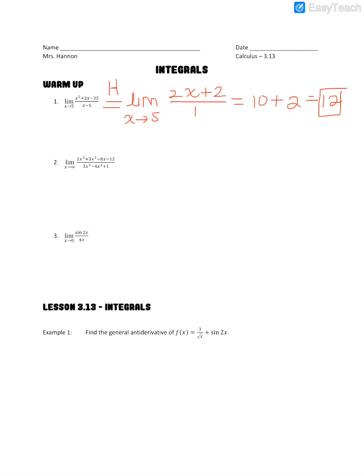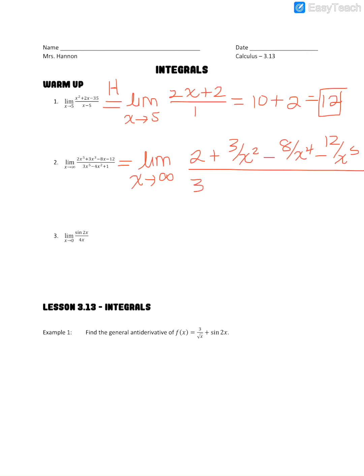Okay, number 2, our limit as x goes to infinity. So remember, when we have x going to infinity, we want to divide the top and bottom by the highest power of x, which in this case would be x to the 5th. Okay, so I'm going to do that. So I'm going to have 2 plus 3 over x squared minus 8 over x to the 4th minus 12 over x to the 5th. On the bottom, I'll have 3 minus 4 over x cubed plus 1 over x to the 5th.